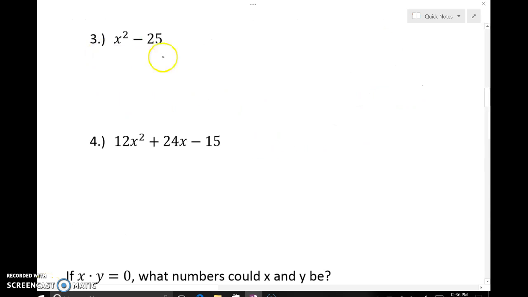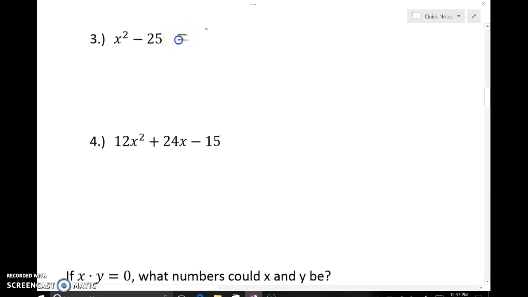Okay, something like this where I'm missing the middle term is a special case. And special cases actually factor in the same way every single time. This is called a difference of two squares, and it actually factors as conjugate pairs. But instead of having to memorize a brand new process, I'll just show you how to do this through grouping.